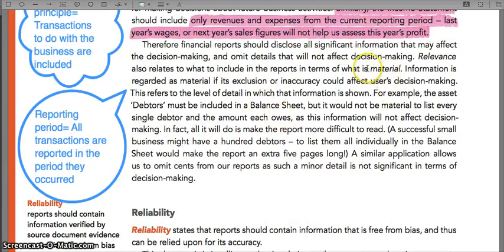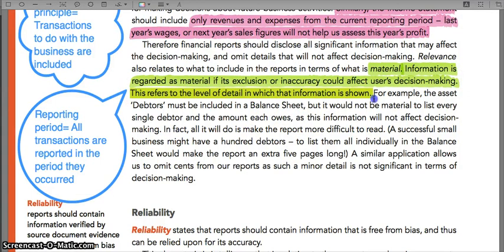This last little piece of relevance is also important as well. This concept of material. So this means information that is regarded as material. Information that is material basically means that if it was excluded or it was recorded inaccurately, it would affect the user's decision making. And it basically refers to the level of detail that we need to include.